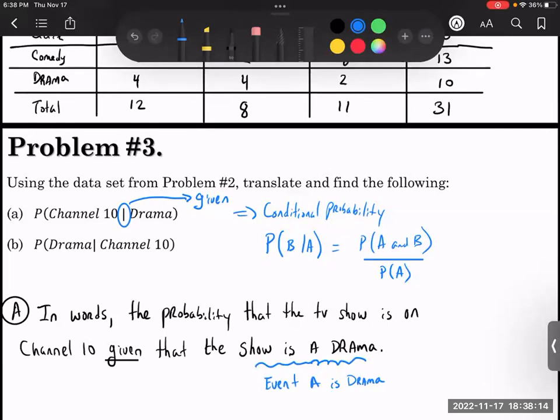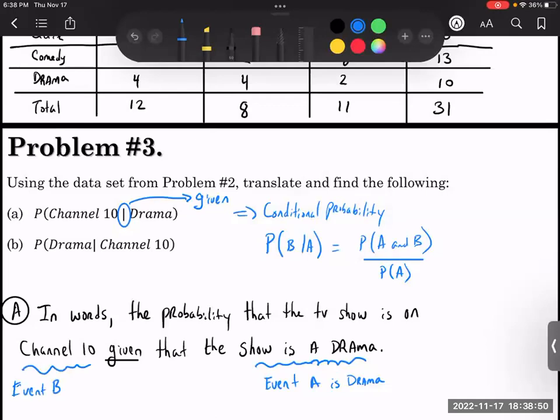Just looking at the conditional probability formula, the probability of B given A is always the second event happening, given that the first event already occurred. So event A is drama, and one clue that it is the first event is that it comes after the word given. That will leave us with the TV show being on channel 10 as event B.